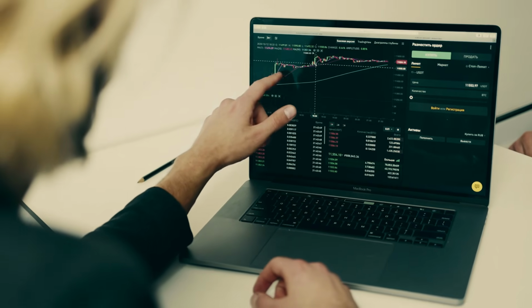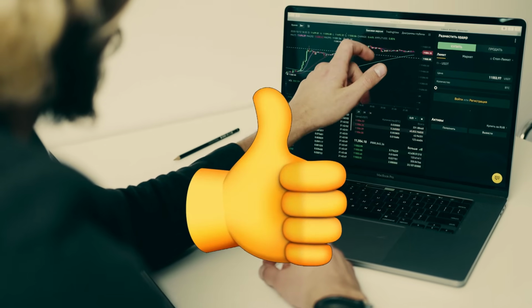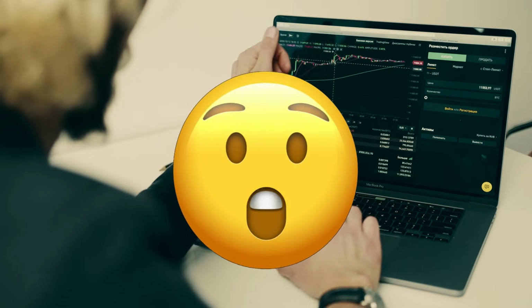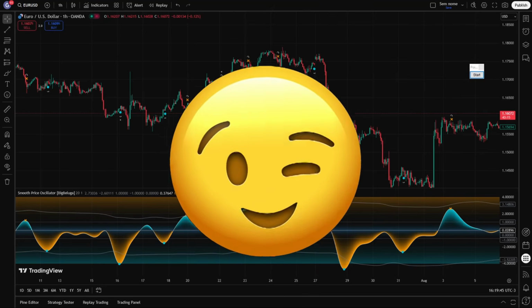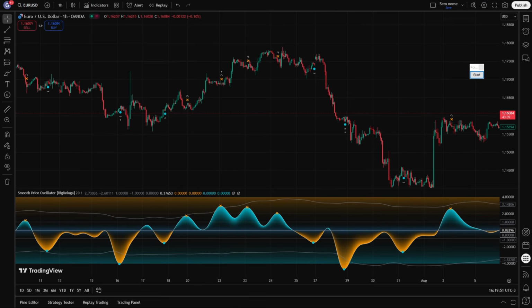Have you ever wanted an indicator that clearly shows you the market's reversal points? Imagine pinpointing exactly when an uptrend is about to turn into a downtrend, or when a downtrend will become an uptrend. Sounds powerful, right? Well, it is. That's exactly what the smooth price oscillator created by Big Beluga on TradingView delivers. Today I'm going to show you how it works and how you can use this tool to trade with much more confidence.